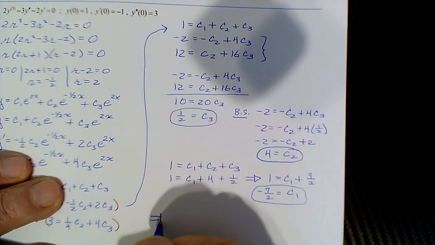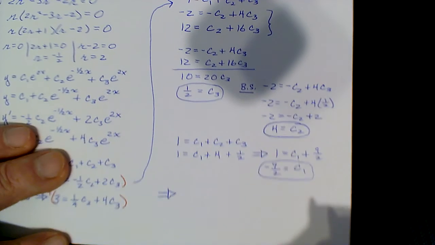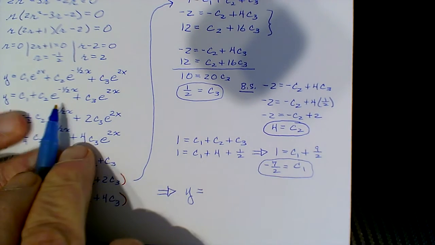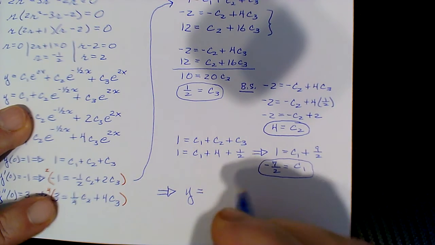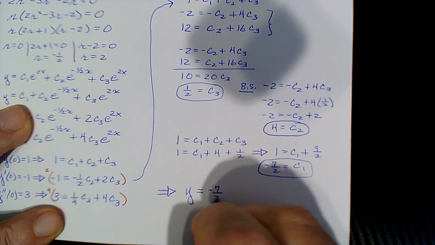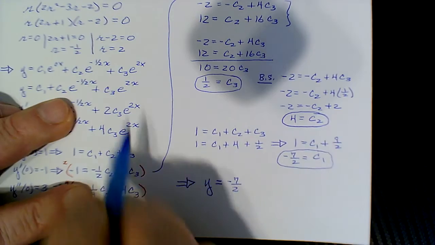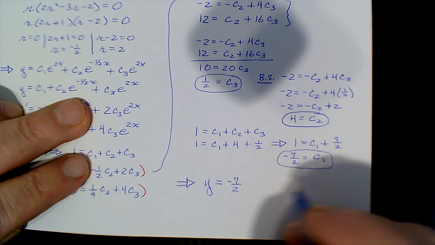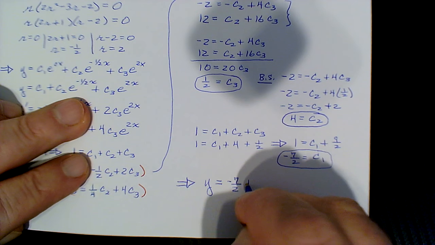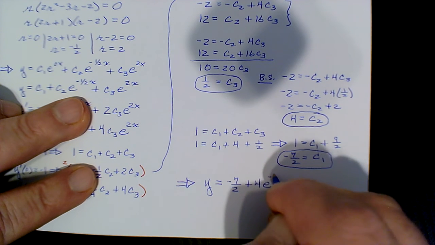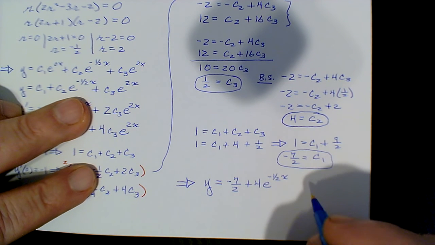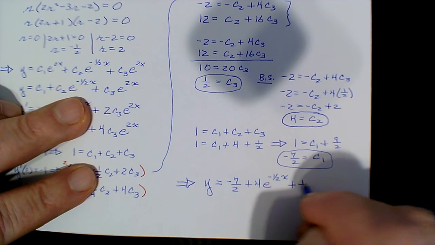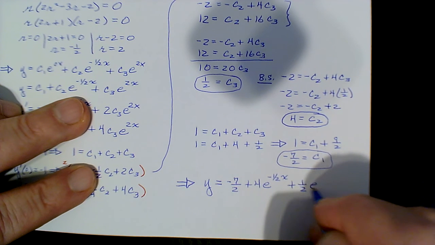And so now we could write our particular solution, and that is y is, okay, so it was c1, negative 7 halves, plus c2 e to the negative 1 half x, so we're up here at y, so c2 was 4, so plus 4 e to the negative 1 half x, and then plus c3, which was 1 half, times e to the 2x.